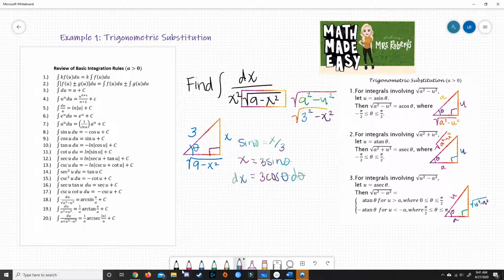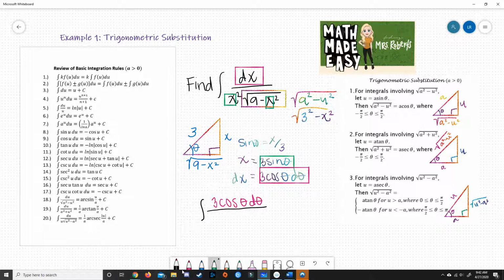Now I have a method to replace everything in here. So let's replace all of our x's with 3 sine of theta. And let's replace all of our dx's with 3 cosine of theta d theta. So now we're able to replace everything, and I'm going to try to be really good about keeping my colors. So pink is going to get replaced with 3 cosine of theta d theta.